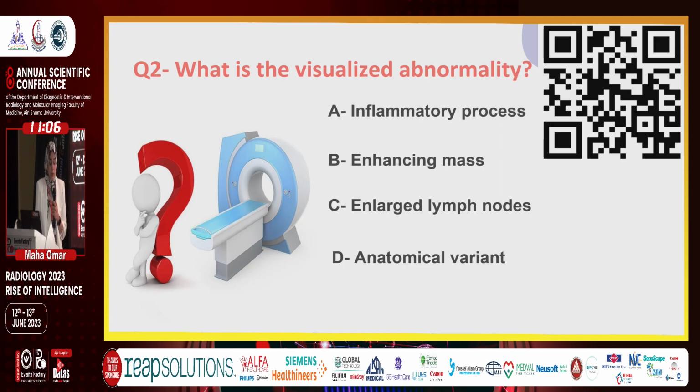The next question is question number 2. What is the visualized abnormality? Is it A, an inflammatory process, B, an enhancing mass, C, enlarged lymph nodes, or D, an anatomical variant? You will go through the QR code and choose question number 2 and submit your answers. I will give you about 10 seconds to do so.